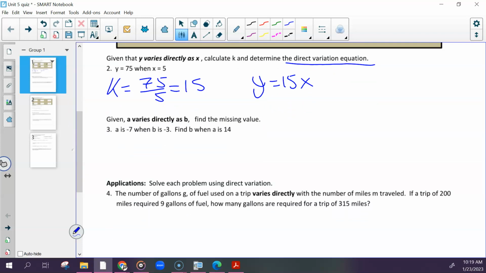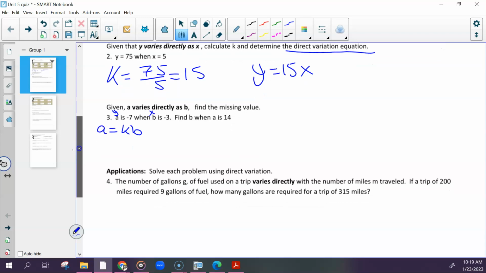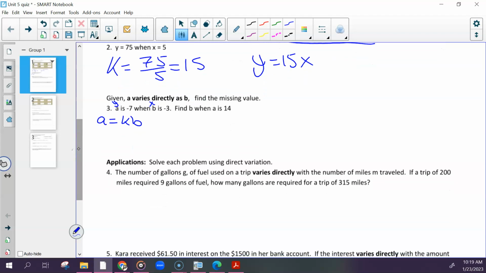For 3, they gave us different variables. You can still say this is like your y, this is like your x, but you need to keep your original variables. So your original equation would look like a equals kb, or if you were writing it as k equals a times b, that would also be fine. To find our k value, we're going to take these two numbers and divide them. K equals negative 7 over negative 3, which is just 7 over 3. Some of you were putting that as a decimal. If it's a repeating decimal, leave it as a fraction.